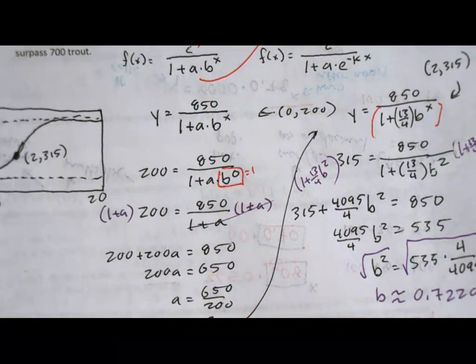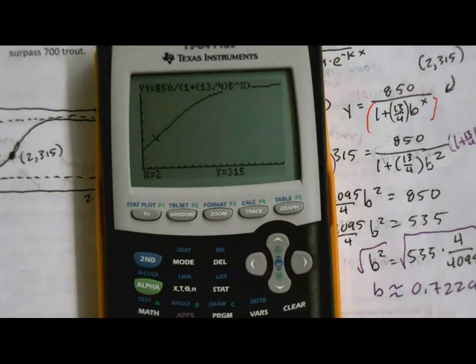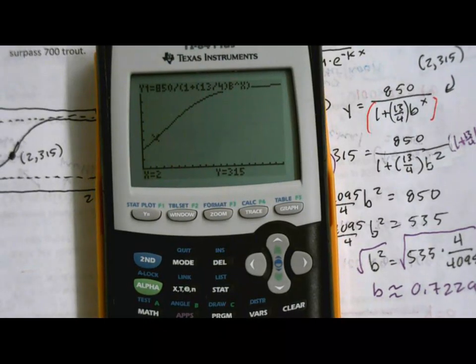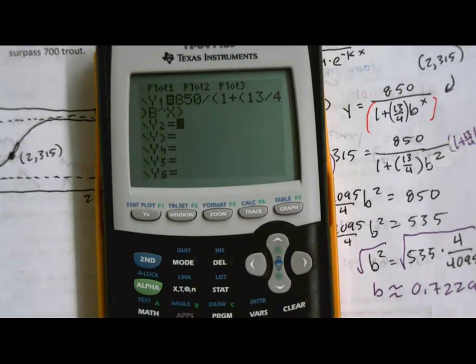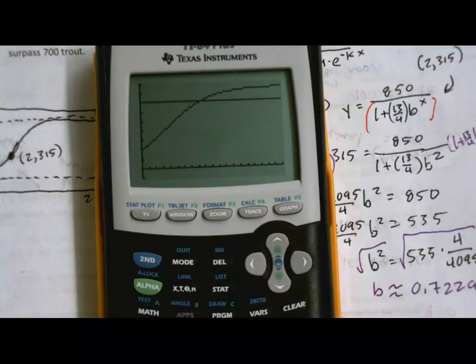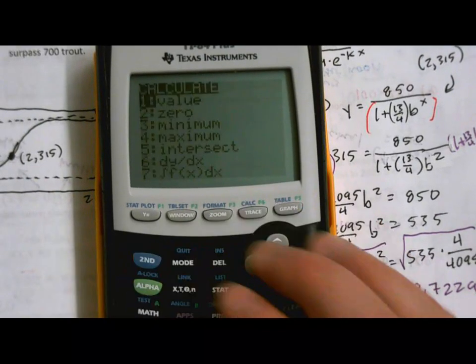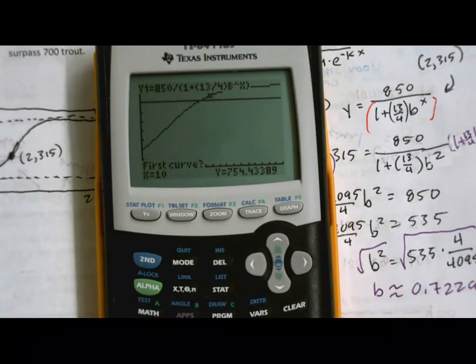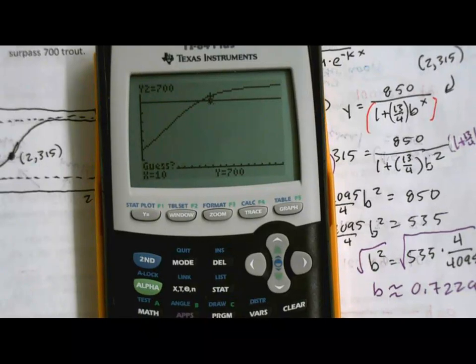Now it's time to answer the question. They want to know, when are we going to get 700 trout in this thing? So that's a y value, right? So we're going to need a horizontal line at 700 so we can find that intersection. I have found with logistic functions and with exponential functions with the intersect, you can just hit enter 3 times. If it's your only one, your guess doesn't need to be anywhere close to it and it will still find it.